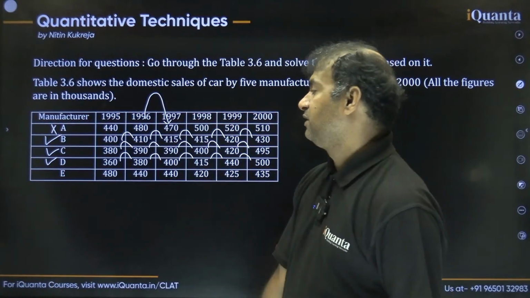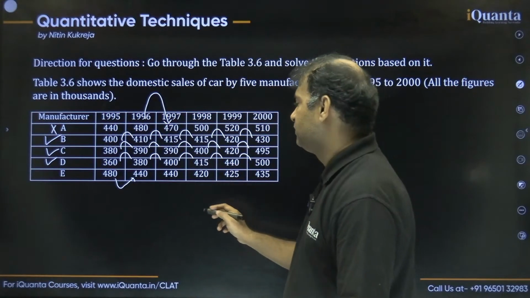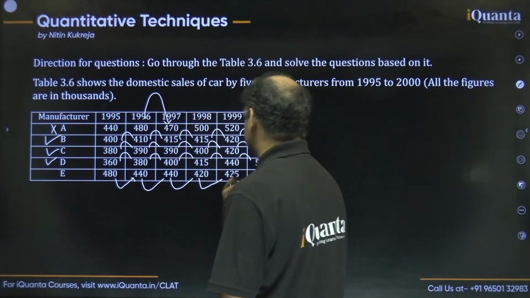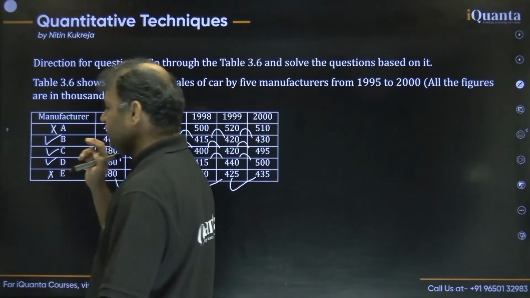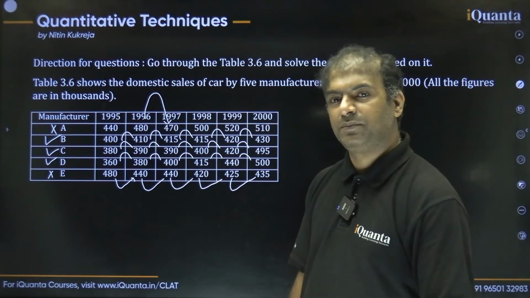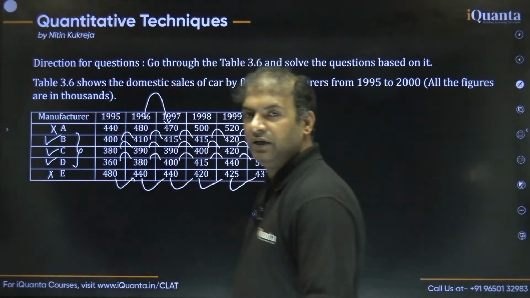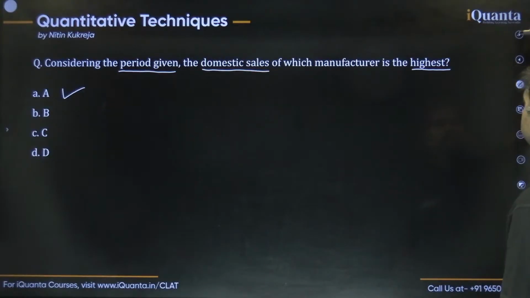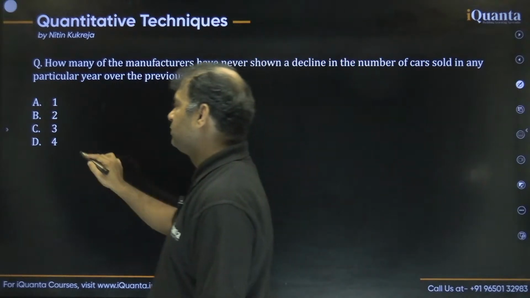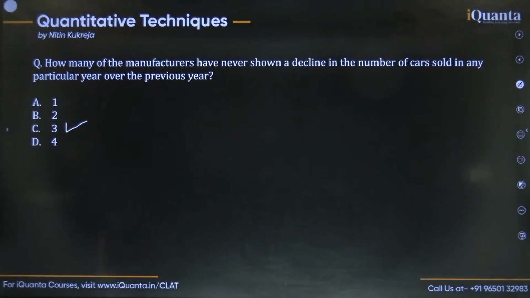Let's look at the last manufacturer, 480 to 440. So it is decreasing actually, right? You can just see that. This one is decreasing, then constant, then decreasing, then increasing, then increasing. But it has decreased 2 times in the whole journey, right? So we can say manufacturer E should not be part of the answer. Only 3 manufacturers, B, C, and D, should be part of the answer. So we can say yes, the answer is 3 manufacturers, which means option C. All right. So this is how we are able to solve this problem.